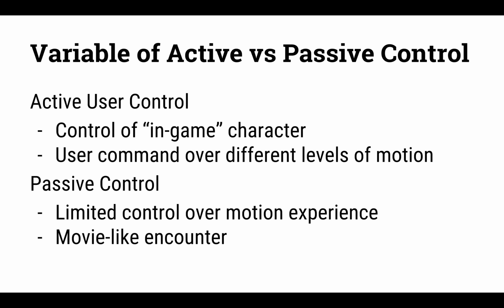Now, what we're defining as active and passive user control is this: active control is when the user has complete control over their character's motion, either with a joystick, a keyboard, or directional input. Passive control is when they only have very limited control, if any. Either someone else is controlling it or they're just going down a hill, they have no stopping power or anything.